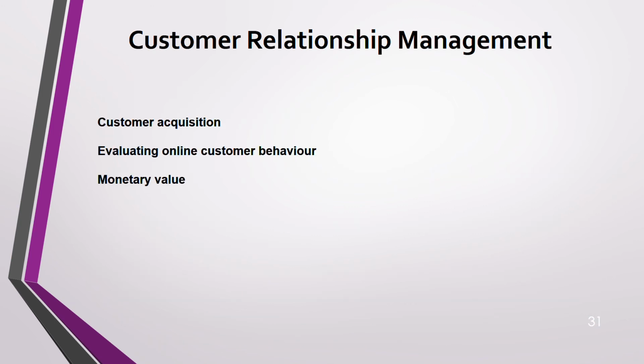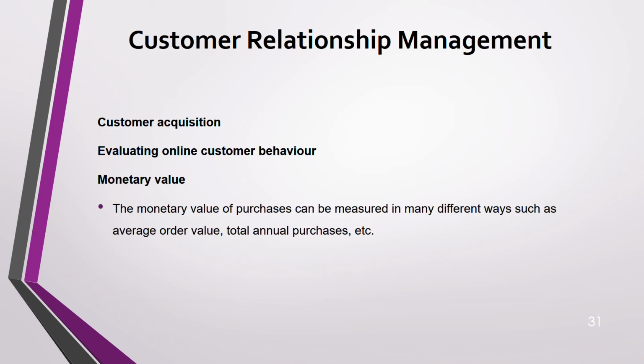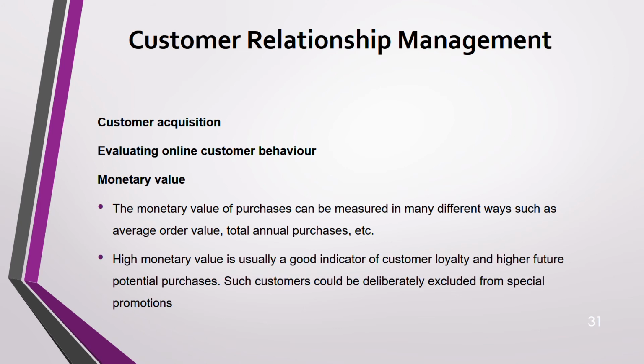Now, monetary value. This can be measured in different ways, such as average order value or total annual purchases. High monetary value is a good indicator. The higher your value is, the more loyal your customer is, and even in future, your purchases will be high. So if you have to give any special promotions, you can exclude the loyal customers. The ones who are not loyal, for them you have to give promotions, some discounts like that.